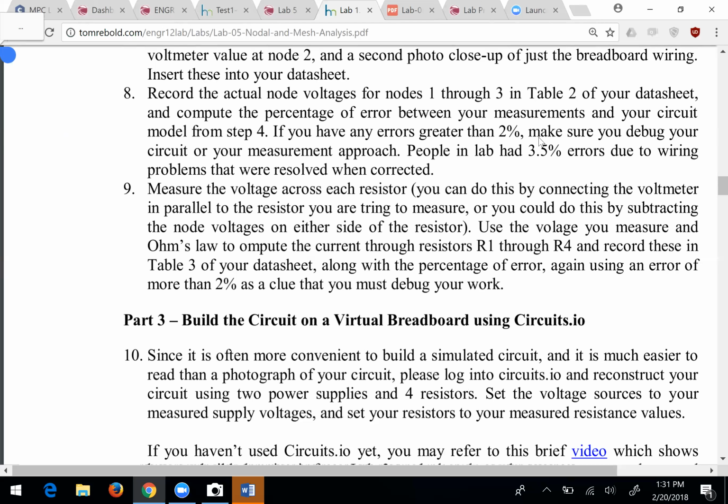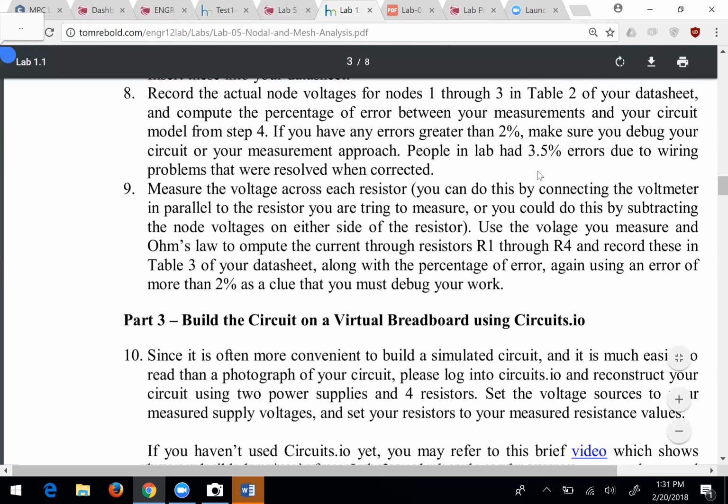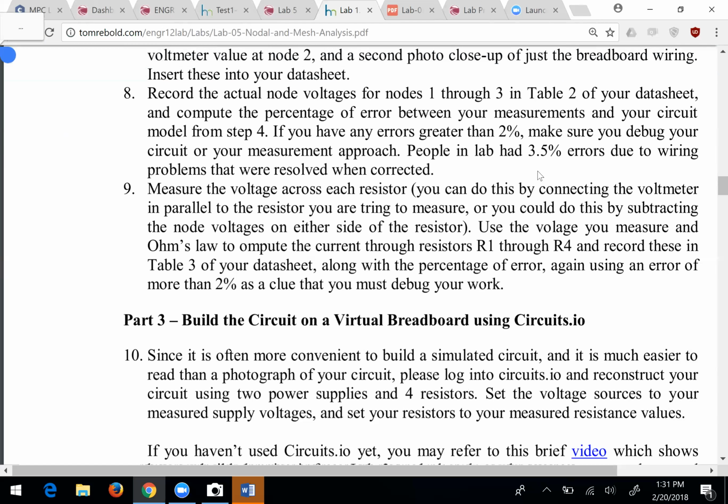And oh, look at this. People in lab had 3.5% errors due to wiring problems that were resolved when corrected. So if you get an error of 3.5% in those numbers, that's significant. You should figure out what's causing that and get the errors to go to 0 if possible, as close to 0 as you can.